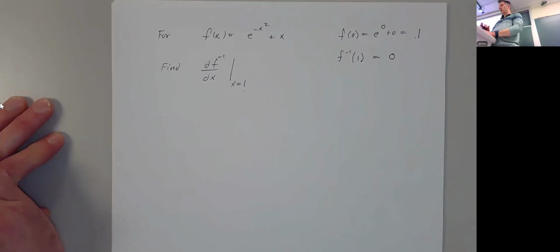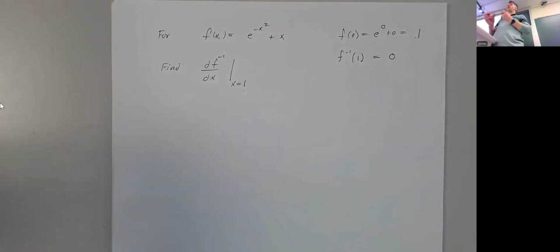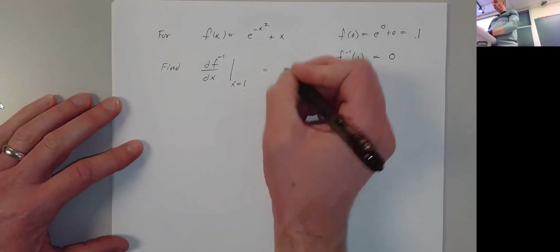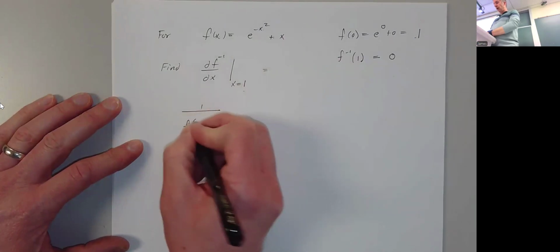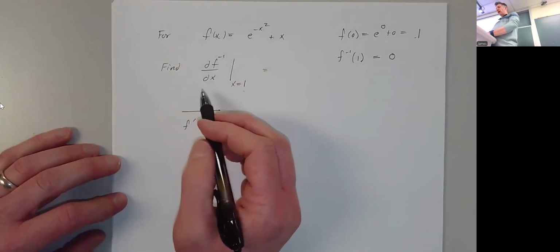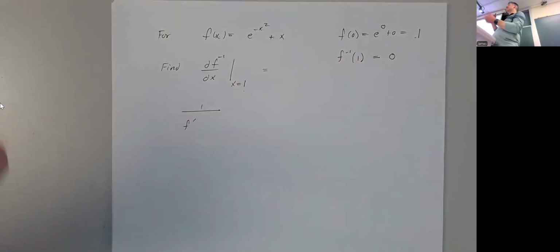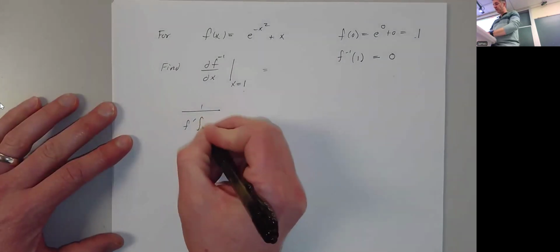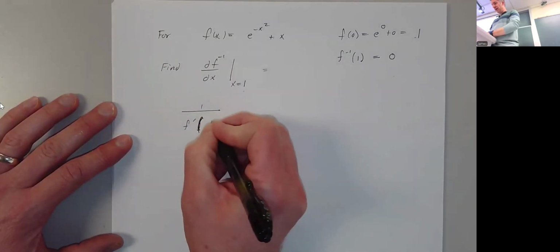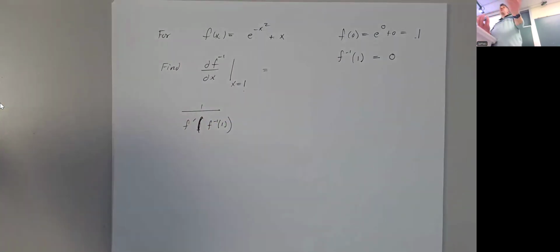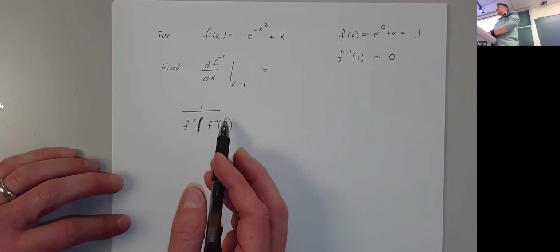So here's what's going to happen. I know for this derivative of the inverse, it has to be 1 over the derivative of the original. So it's going to be 1 over f prime. But the thing is, I don't want to plug in 1 to my function here, or its derivative. I want to plug in the inverse. So it's f prime of f inverse of 1. That's what the theorem says to do. Not that that's a good reason for doing something, but that's what the theorem says. It's 1 over f prime of f inverse.